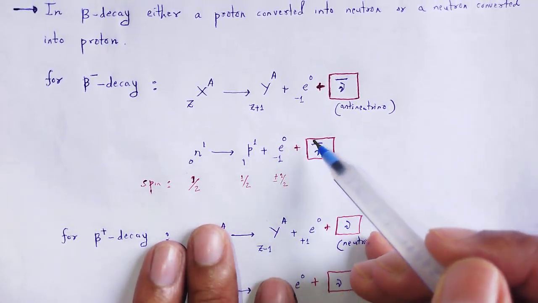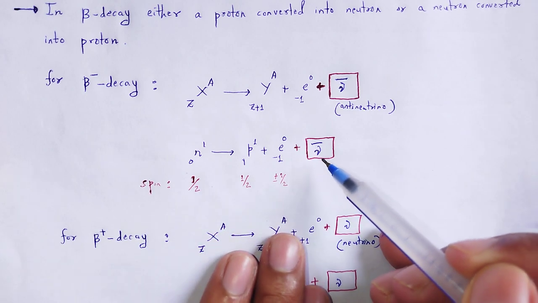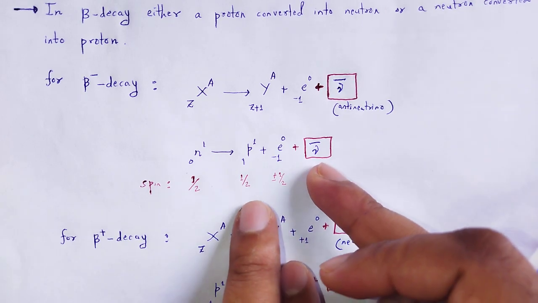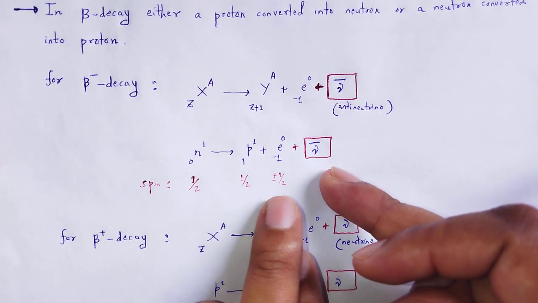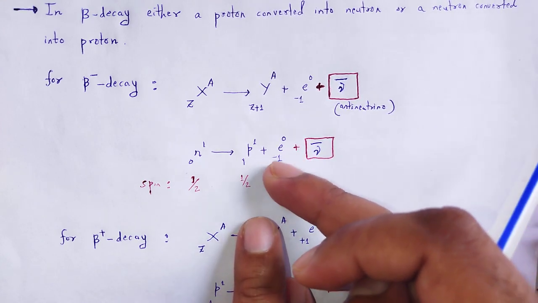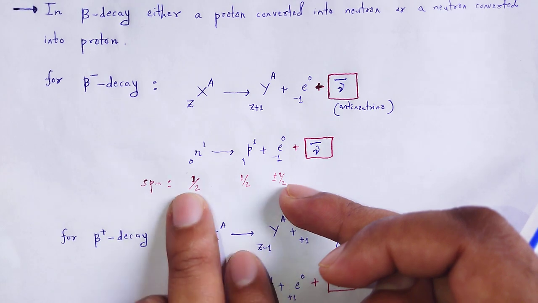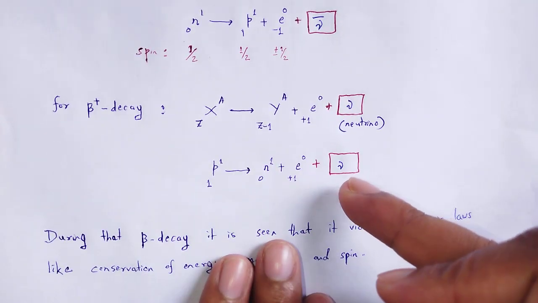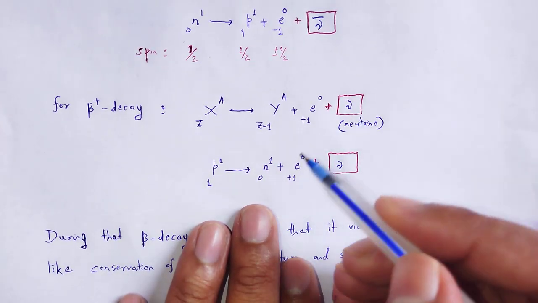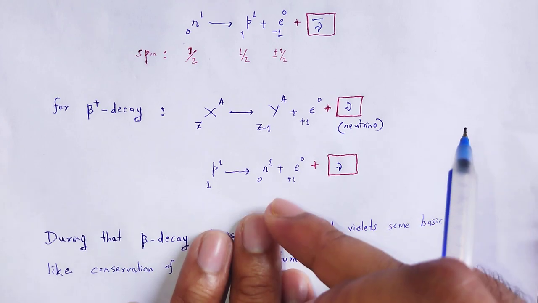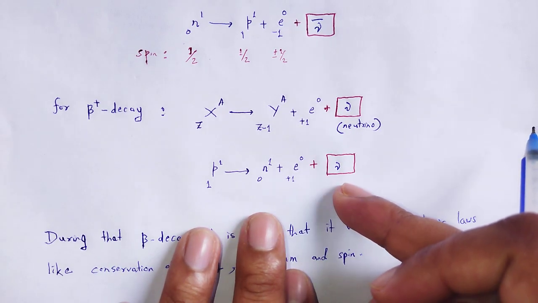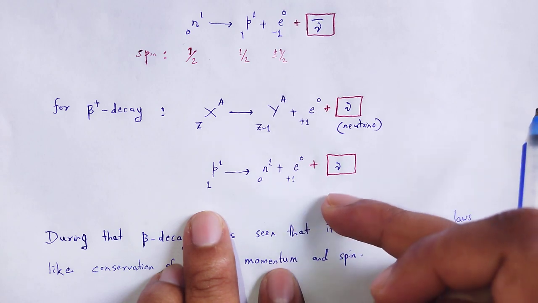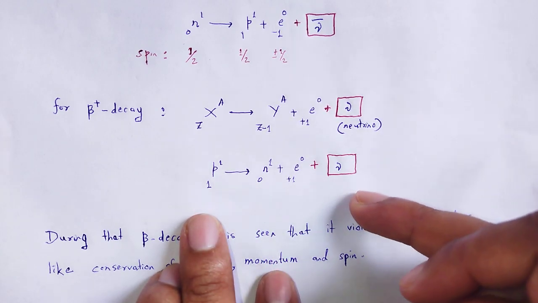Look here, in the expression for spin, the antineutrino has spin half. If we take half, half is 1 and then minus that half, it will be equal to half, the spin. So, spin is conserved. Next, for beta plus decay, the spin of this is half, and the spin of that one is also chosen either plus half or minus half. Accordingly, the spin is conserved.